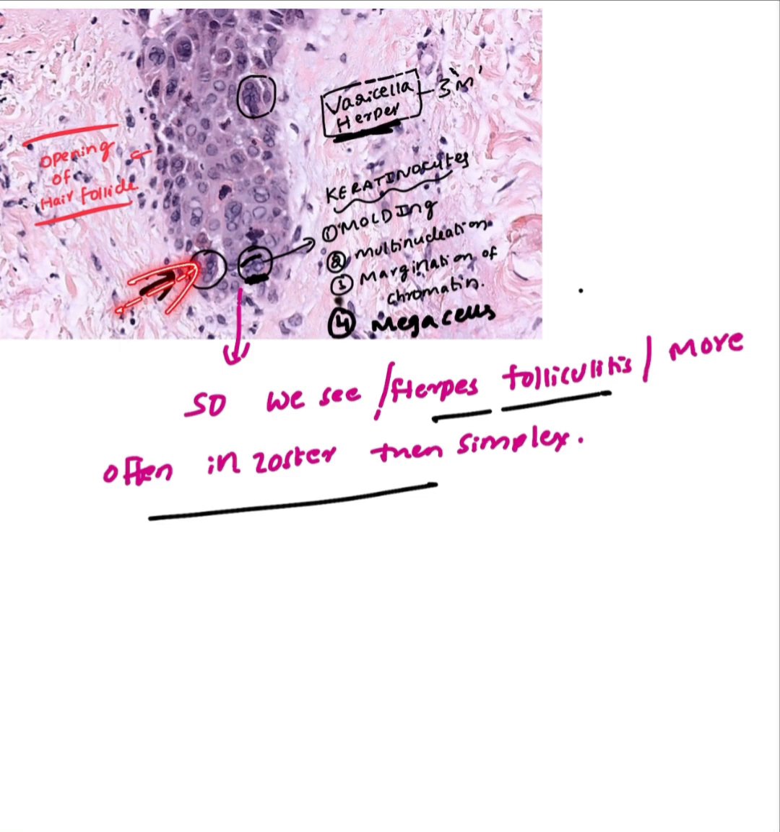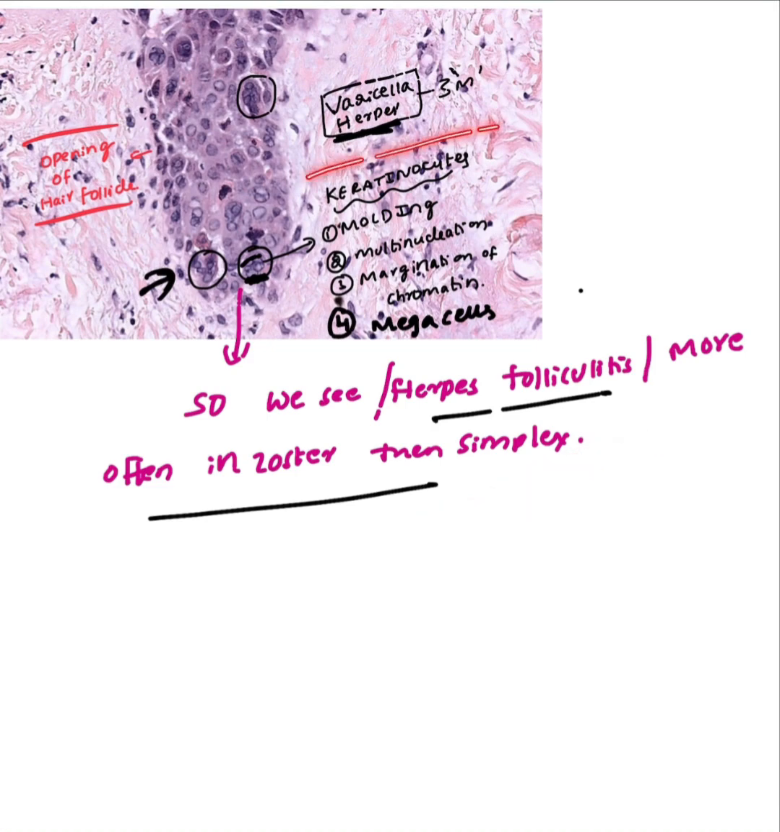So it is a condition of zoster, and thus you can sometimes differentiate histopathologically whether it is zoster or simplex. Herpes folliculitis is also mostly seen in zoster compared to simplex, because of the same reason. In zoster, more hair follicles are involved than in simplex.